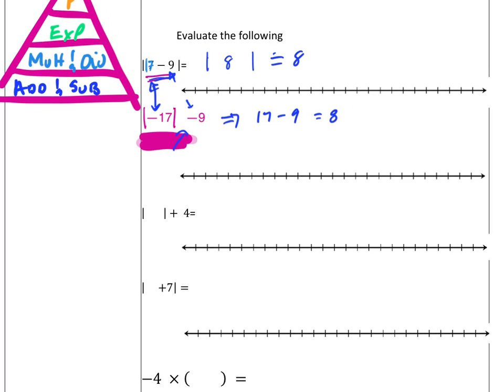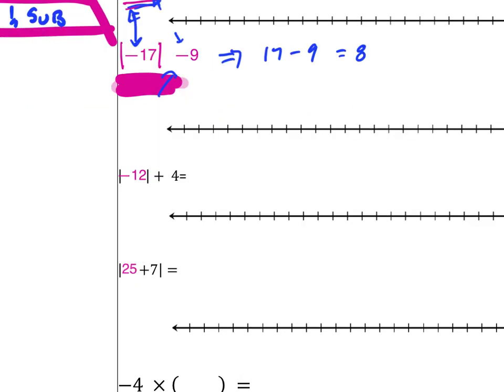Okay, so if I look at this, I have negative 12, the absolute value of negative 12 plus 4. So again, this is like a parenthesis. So I have to take care of that absolute value first. And the absolute value of negative 12 is 12. So this becomes 12 plus 4, which is 16. And you're done.